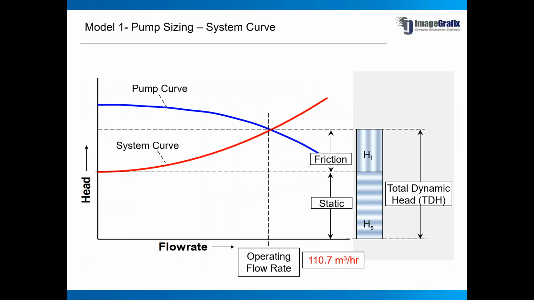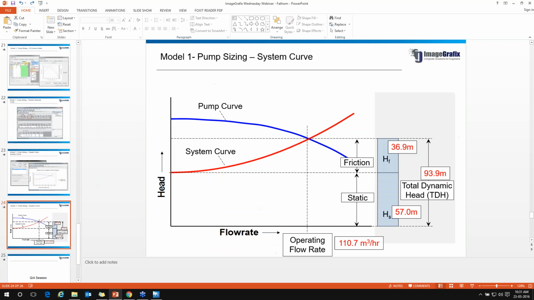So the operating flow rate was around 110.7 meter cubes per hour. The total dynamic head is around 93 meters. The static head is around 57 meters and the friction head, which is calculated, is around 36.9 meters. So let's go back to the software.